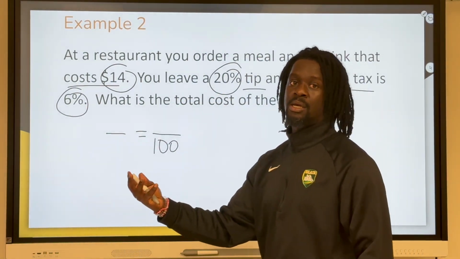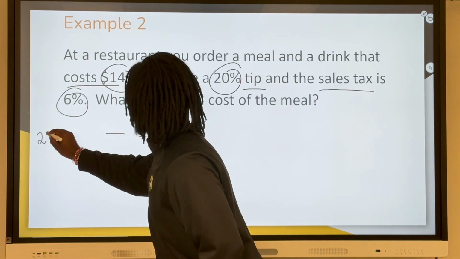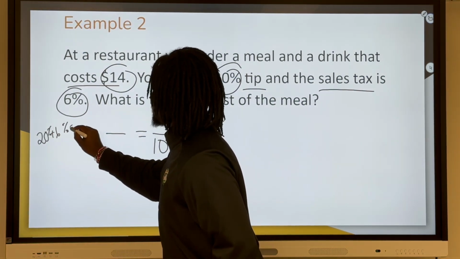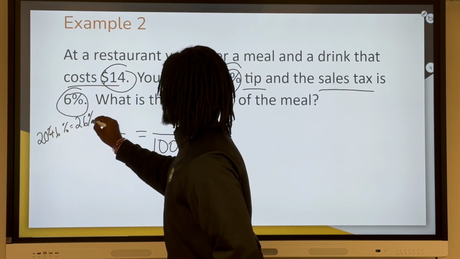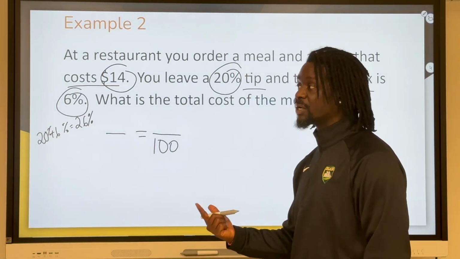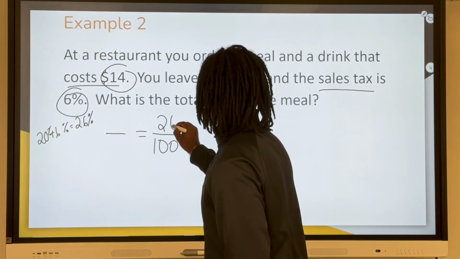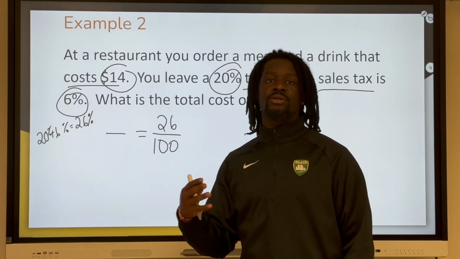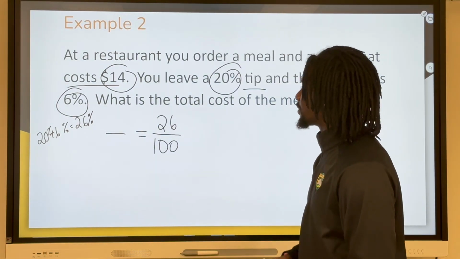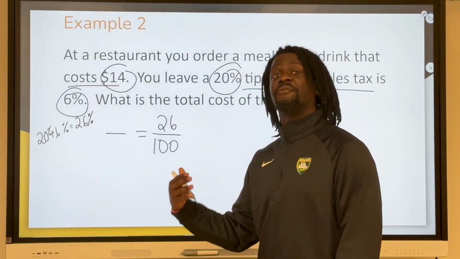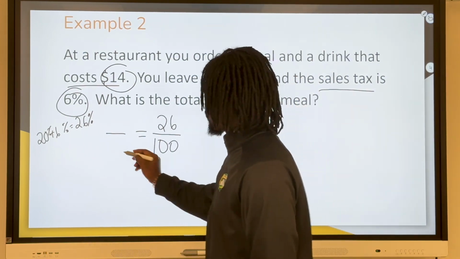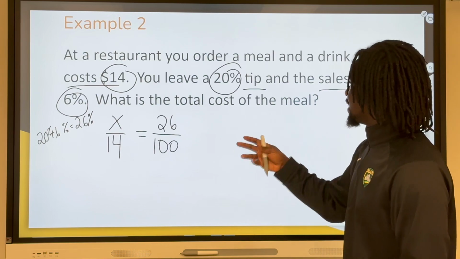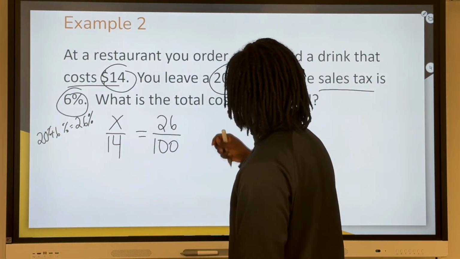So 20 plus 6, right? I'm adding my percent, and so that's going to give me 26% as my rate, as my R. So I got 26%. And then it said the meal and the drink cost $14. And so that is the price before, or the beginning, or the original price. And so I got to figure out, okay, what is that percentage going to be?